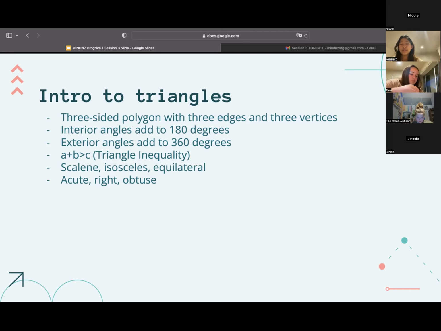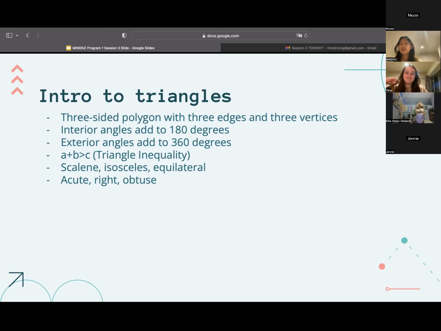If you ever use this in a composition, even though it seems pretty obvious, make sure you quote it. You have to say, by the triangle inequality, or write the triangle inequality in brackets. Even though this seems kind of trivial, I've definitely lost marks for not writing it before.